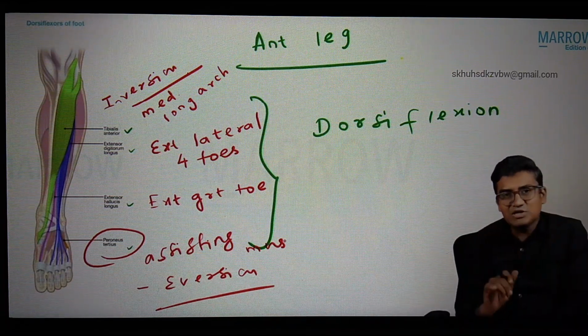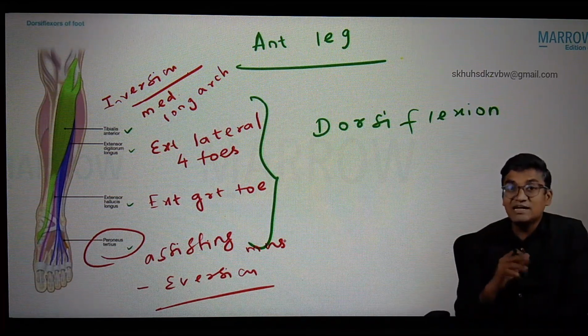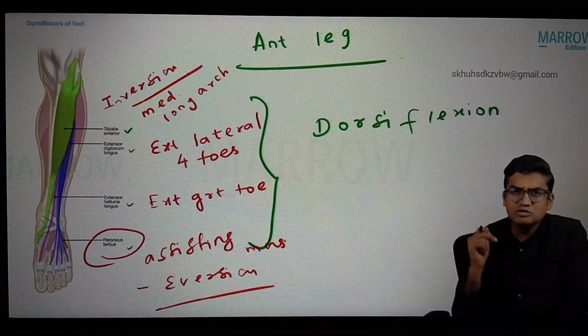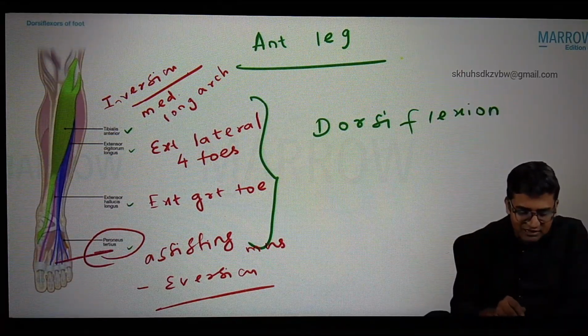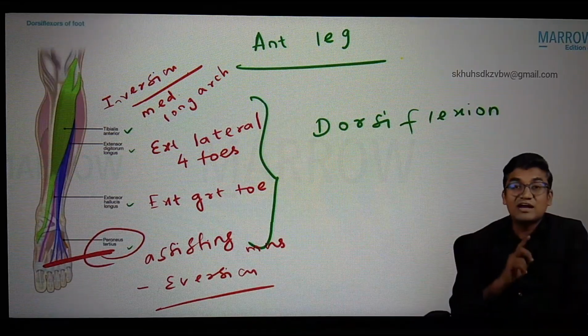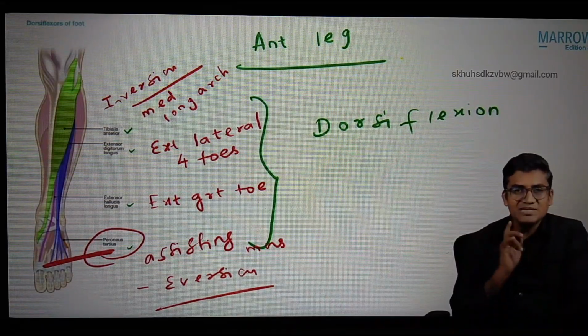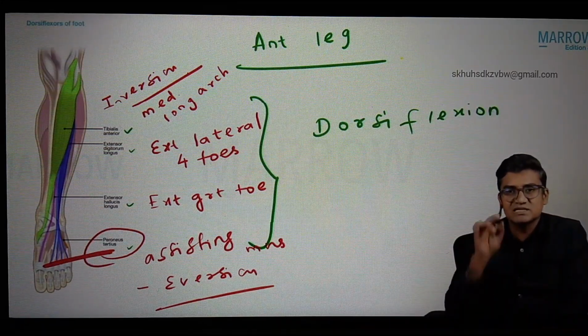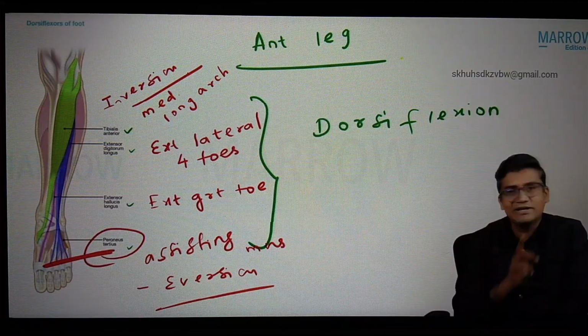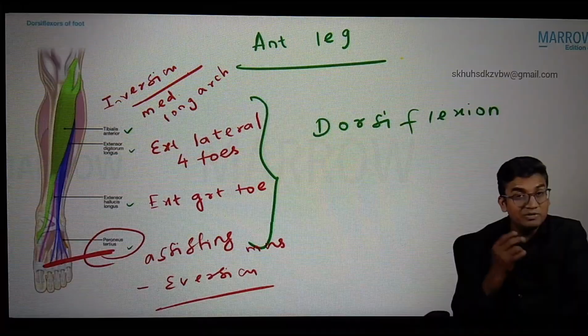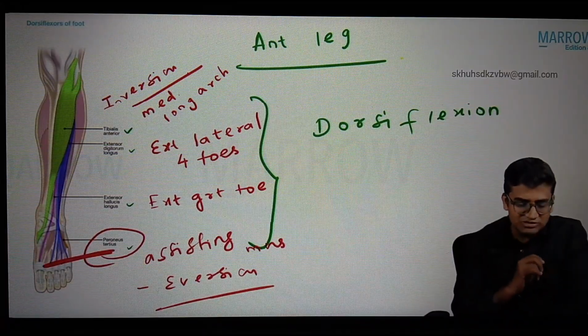Peroneus longus and peroneus brevis are present in the lateral compartment of leg, supplied by superficial peroneal nerve. The point is, you may mistake the peroneus tertius muscle for lateral compartment. Please remember, peroneus tertius muscle is present in the anterior compartment of leg, not in the lateral compartment of leg. That is the point where you make a mistake. So don't make a silly mistake.